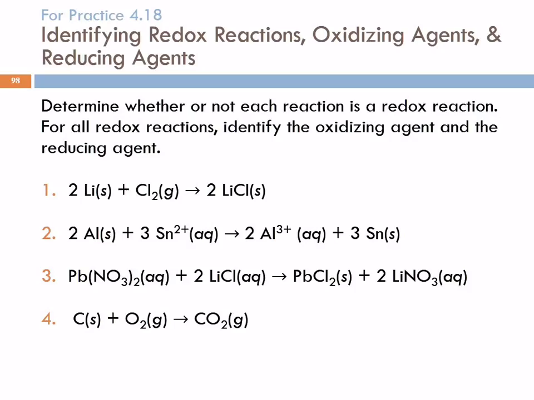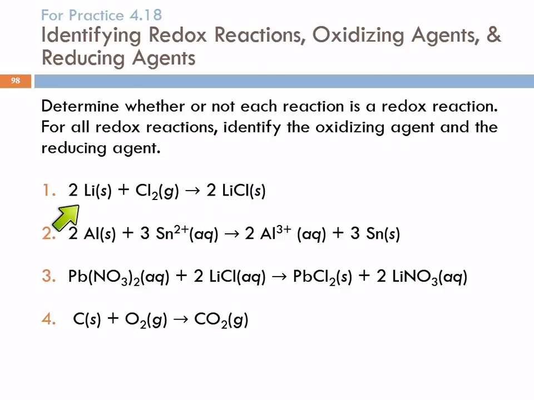Okay, so what do we do with this? So this question's asking, first, determine whether or not each reaction is a redox reaction, because not all reactions are redox. And if it's a redox, identify the oxidizing agent and the reducing agent. So let's look at this first one. Is this a redox reaction? I hear no and I hear yes. What are we going to look at to see if it is? Well, first of all, here we have a metal and a non-metal element reacting to form an ionic compound. That's going to tell me it's a redox reaction.